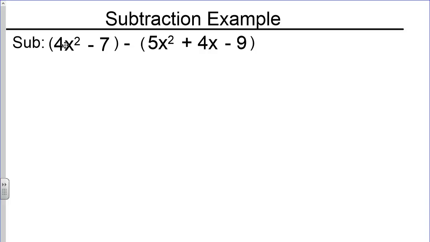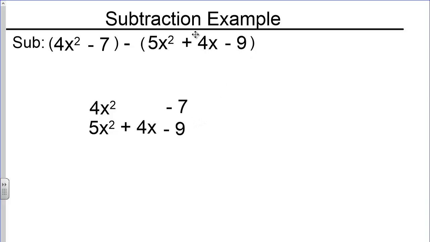So the highest degree here is a power of 2, so I'm going to pull that down first. Now I don't have a power 1, so I'm going to leave a space here, and then I'm going to bring down my minus 7. Now for my next one, I'm going to go to this next one here and find the highest degree, which is a power 2, and I'm going to stack it right underneath it. Then I've got a power 1, which goes in this blank here. I need to move that over a little bit. And then I've got this minus 9.